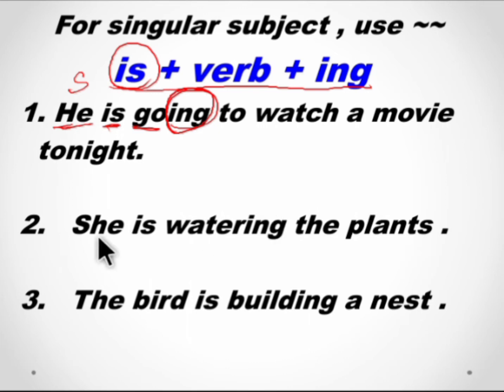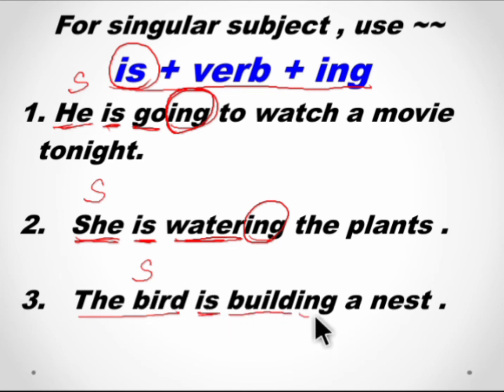She is watering the plants. So she is the subject which is in singular, and so we use is, and water is the verb. We add ing to make it a continuous tense. She is watering the plants. The bird is building a nest. The bird, this is a singular subject, and is we use for the singular subject. Build is the verb, and ing is used to denote the continuous action. So this is how we use is plus verb plus ing for singular subject.